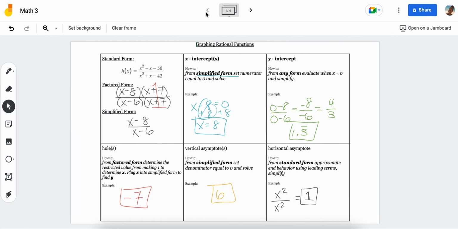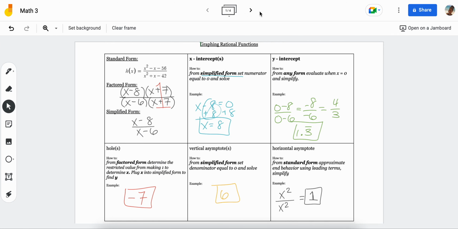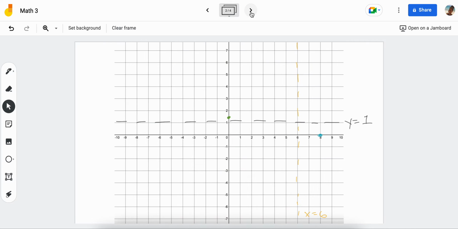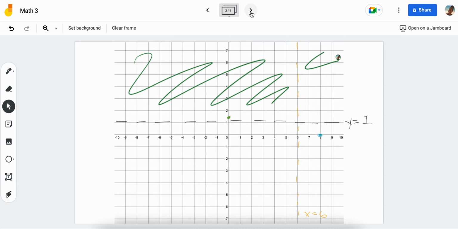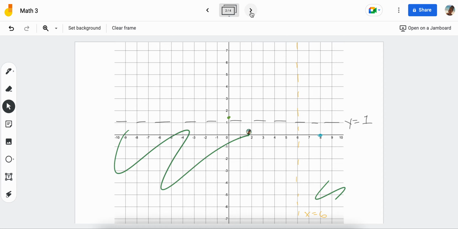I always plot my holes last because it just involves erasing and drawing a hole in my graph. So I'm going to have a hole at -7. So I'm going to draw my graph. I know that my graph is going to exist, and I think of this in 4 different quadrants, right? Since we divided this into 4 pieces, you have this quadrant, this quadrant, this quadrant, and this quadrant.